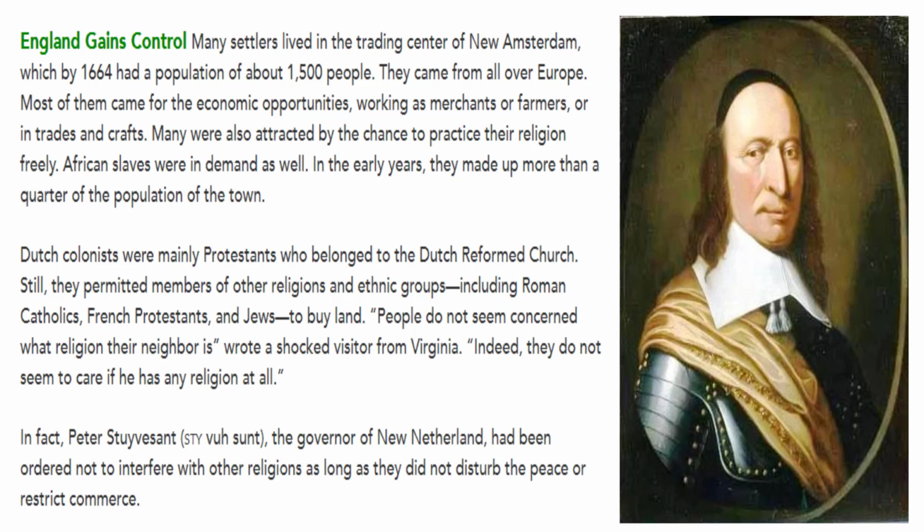Dutch colonists were mainly Protestants who belonged to the Dutch Reformed Church. Still, they permitted members of other religions and ethnic groups, including Roman Catholics, French Protestants, and Jews, to buy land.